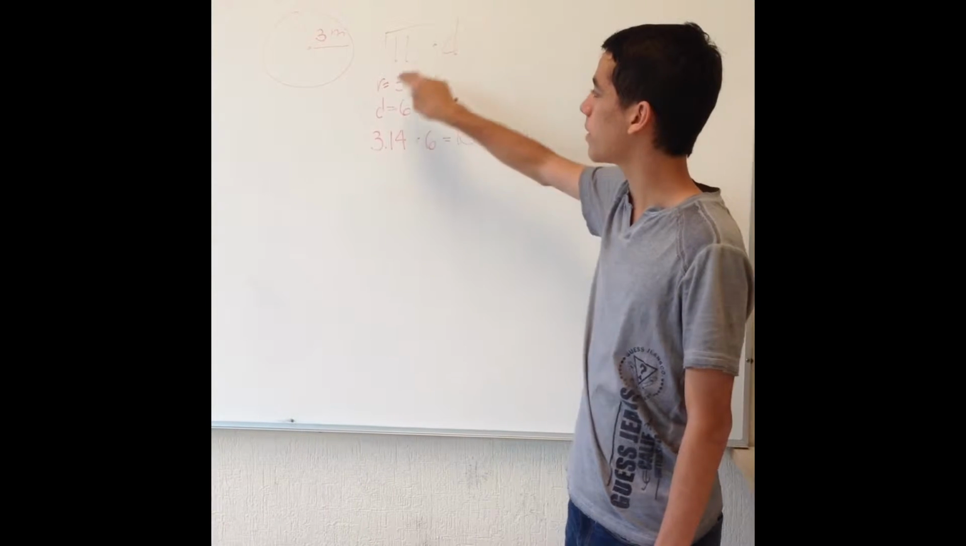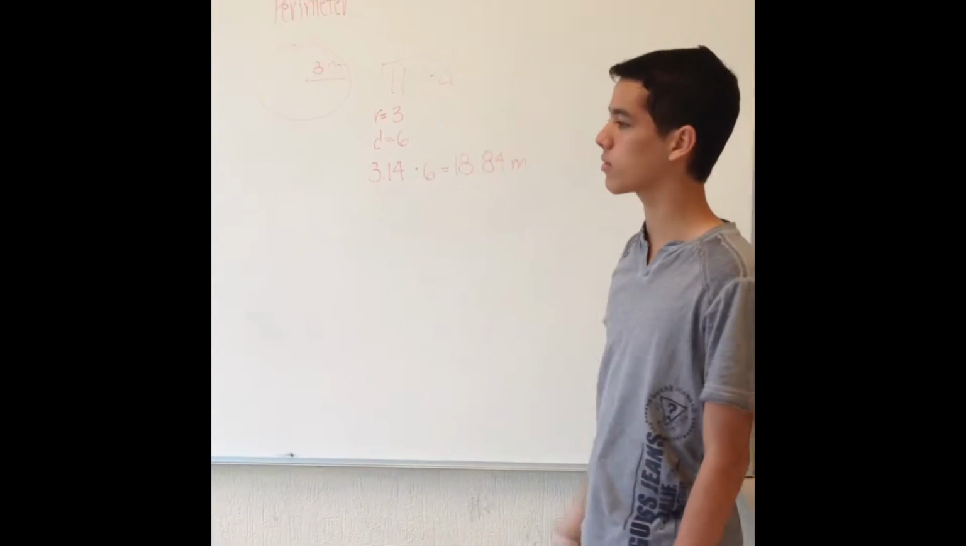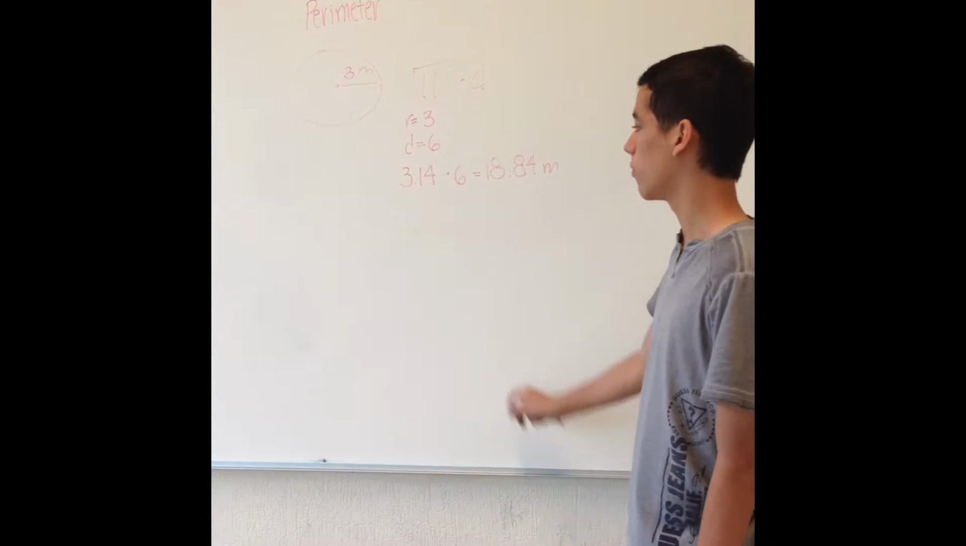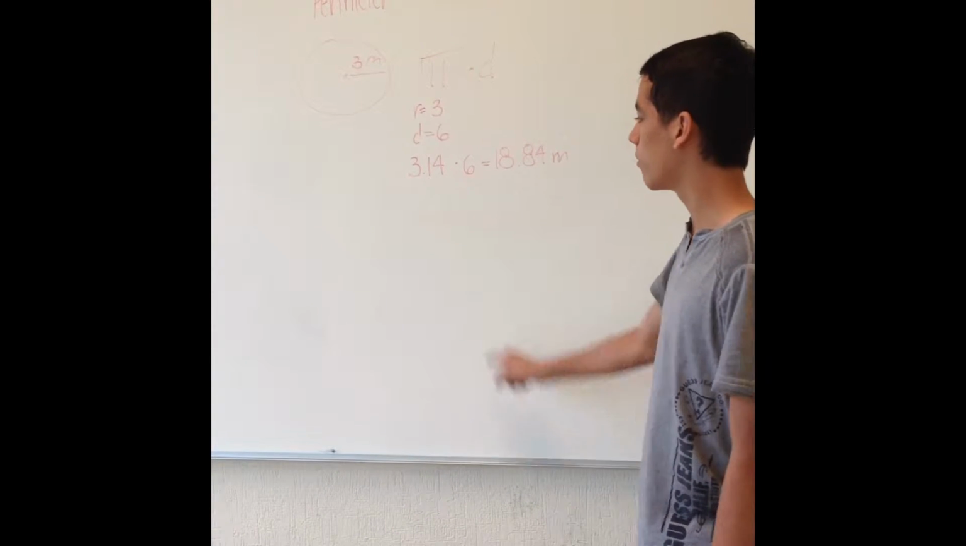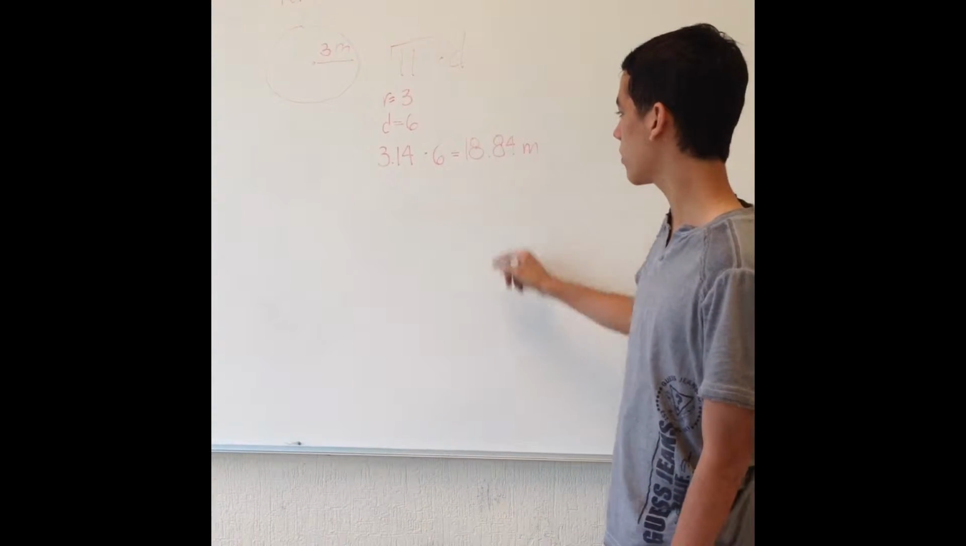The other way is the perimeter. The perimeter is when you multiply pi by the diameter. If your radius is 3, your diameter is going to be 6. So you have 3.14 multiplied by 6, which gives you 18.84 meters.